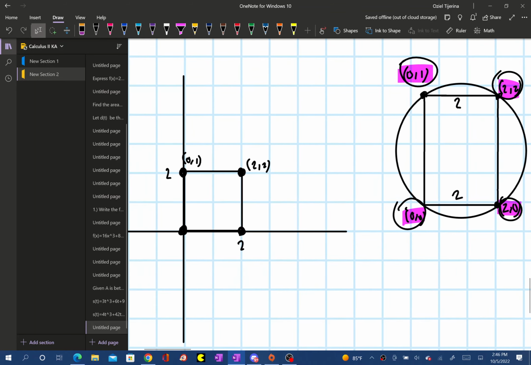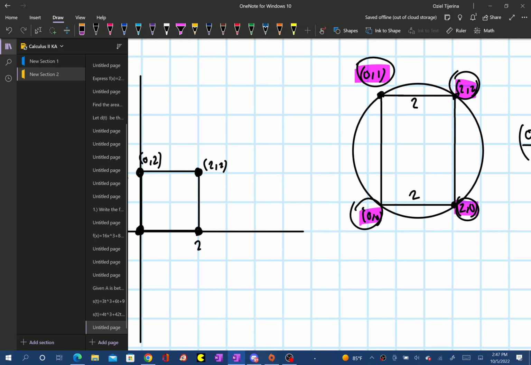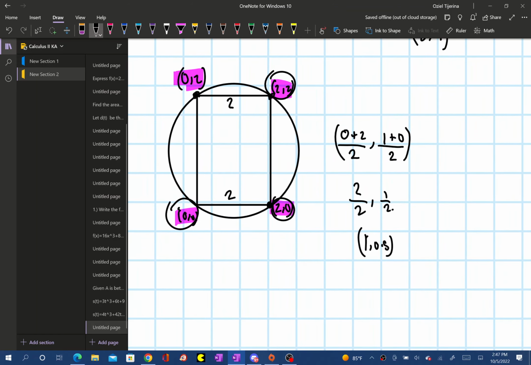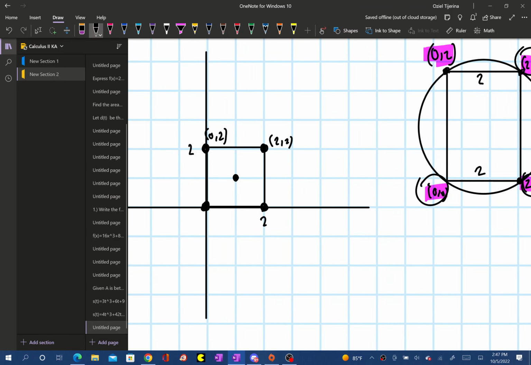If I'm correct, hold on. Oh, I'm sorry. 0, comma, 2. Oh my goodness, my bad, that changes everything. 0, comma, 2 and 2, comma, 2. Right? I'm sorry guys. It's 0 plus 2 over 2, comma, 2 plus 0 over 2. Meaning that the center of the circle is at 1, comma, 1. So it has to be at 1, comma, 1.